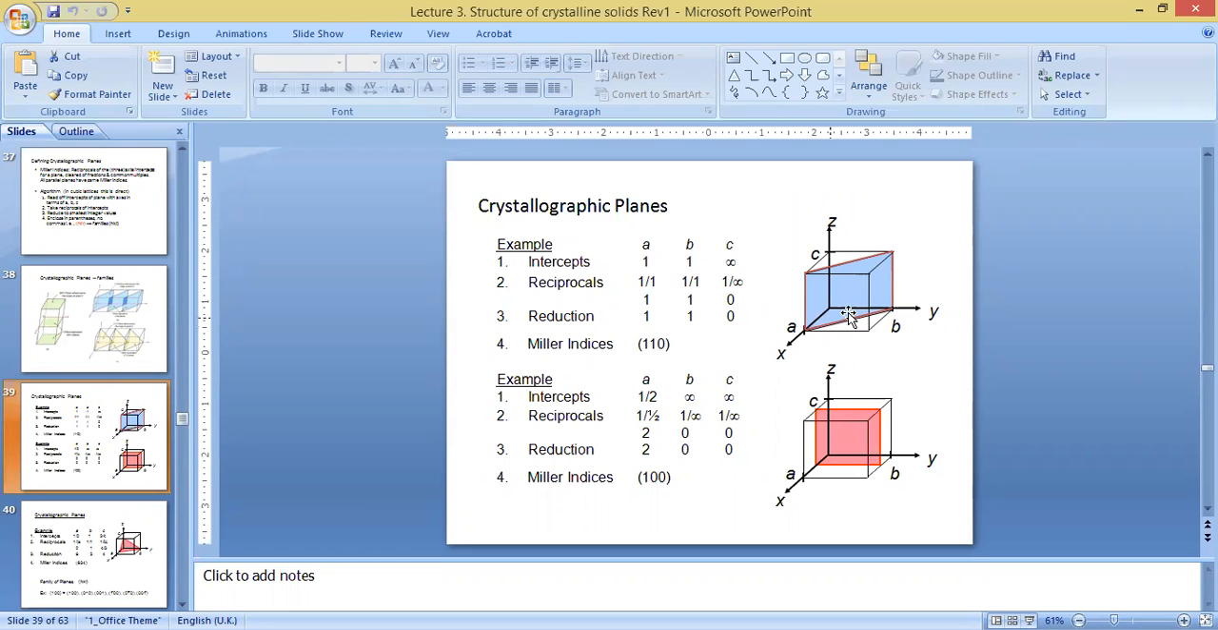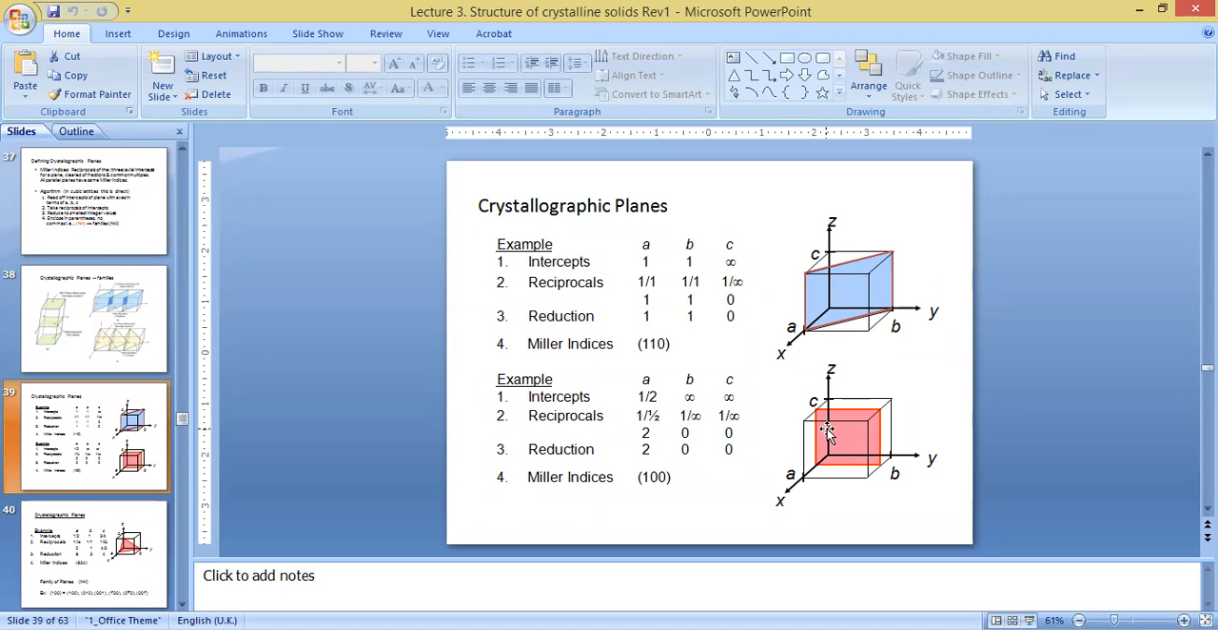As you can see, this 110 plane is not touching the Z axis at any point. Why? Because Z in this case is equal to 0. Therefore, it does not touch the Z axis at any point. If anything, this plane is parallel to the Z axis. Let's try this one below here.